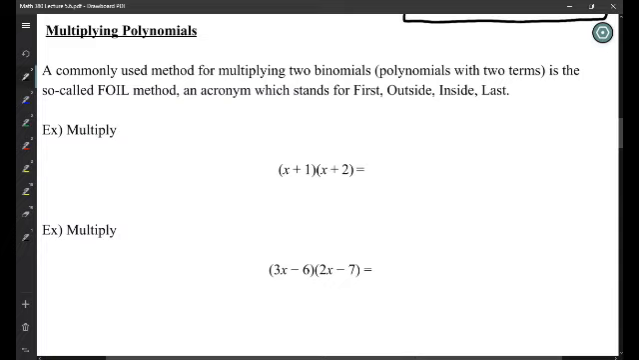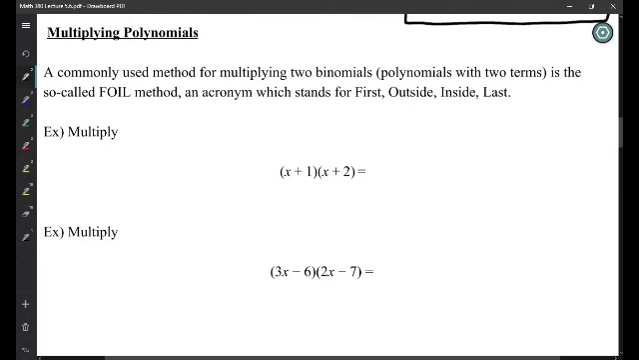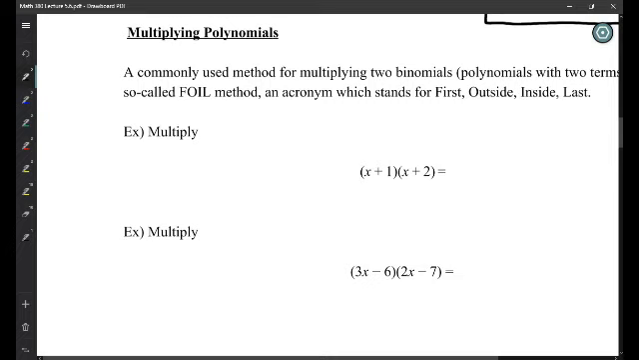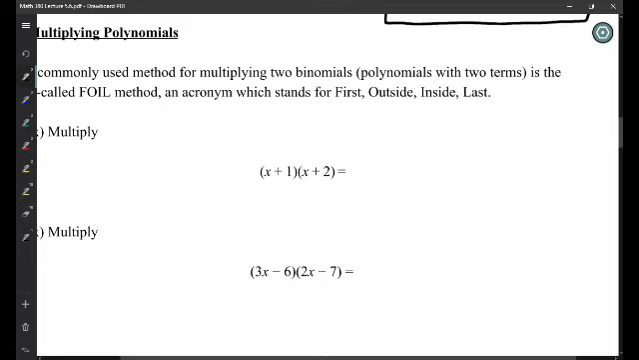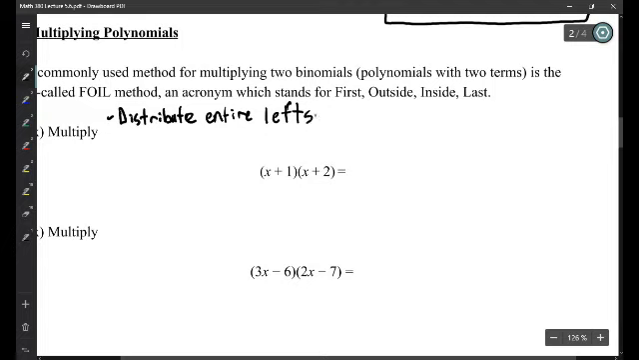The way it works is you need to choose one of the polynomials to distribute into. Then you treat the other polynomial sort of like a monomial. You distribute the entire thing into each term. So that's the main idea. Distribute the entire left polynomial. You can always rearrange it because it's a multiplication. So we'll say distribute the entire left side polynomial into each term of the right side polynomial.